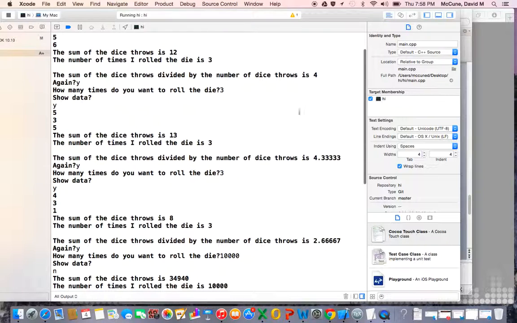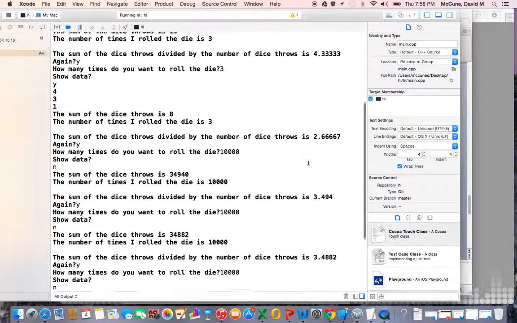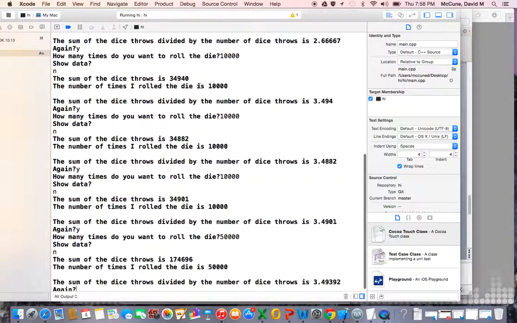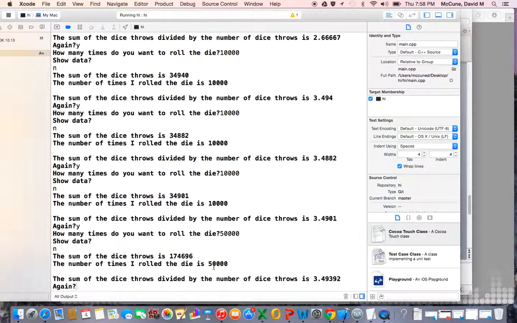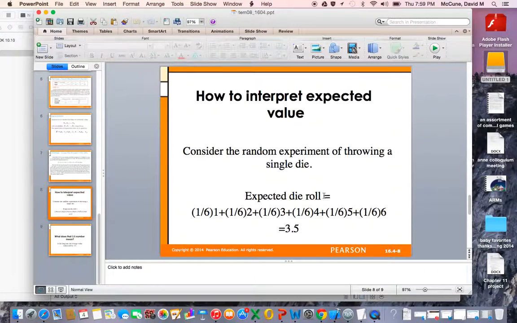So just for emphasis back up here, in the short run, we really had no idea what to expect the average roll to be, 2.7 all the way up to 4. But the more times we roll the die, 10,000 times, 50,000 times, the average die roll becomes extremely predictable. It becomes something very close to 3.5. That's what expected value is telling you. In the long run, what's the average I should see, right? What's the average value I should see? So in this example here, the average die roll should be about 3.5.